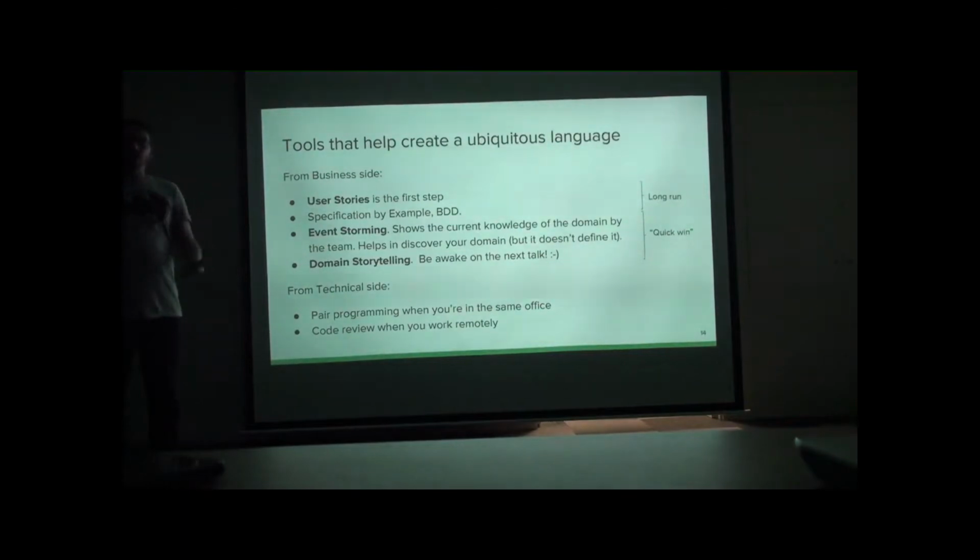So, okay, let's find some tools that you maybe want to apply. User stories and specifications really help in the long run. So if you're creating and modeling and say, okay, what is this concept, and you are working like that all day, but you have quick wins to discover and try to build this ubiquitous language, which are event storming and domain storytelling. So you have tools, and you have more than one. So if one fails, try another. And if you're on the technical side, after you have done this work with your business side, apply pair programming if you are in the same room. If you are in remote work, then code review helps. So you have tools.